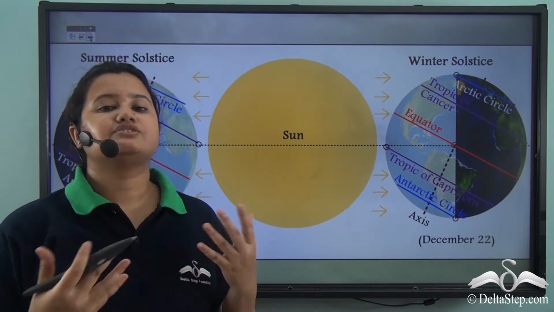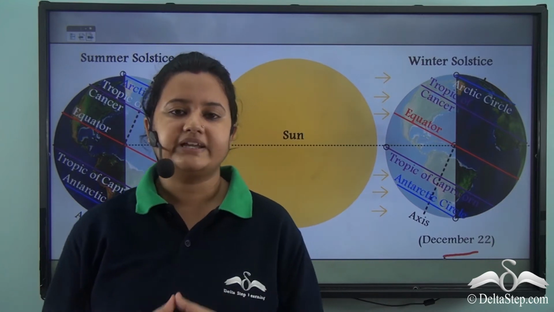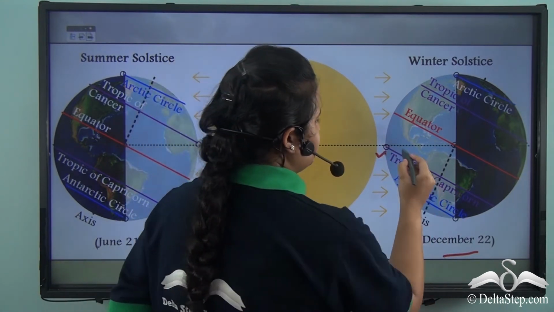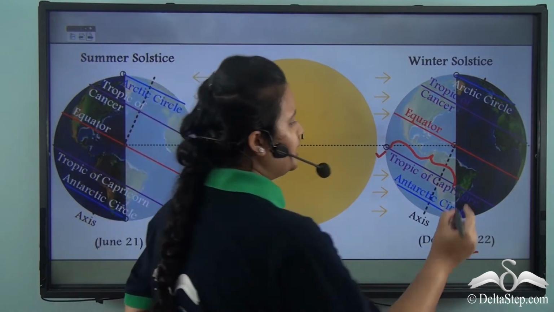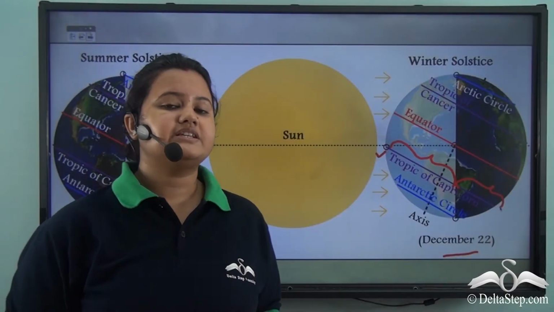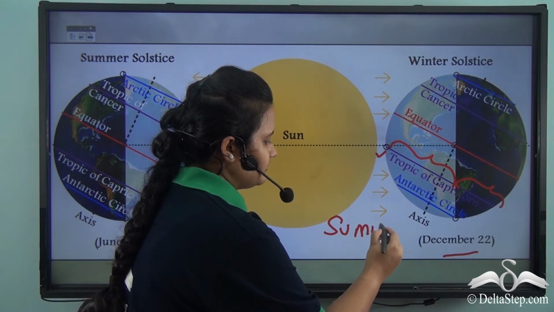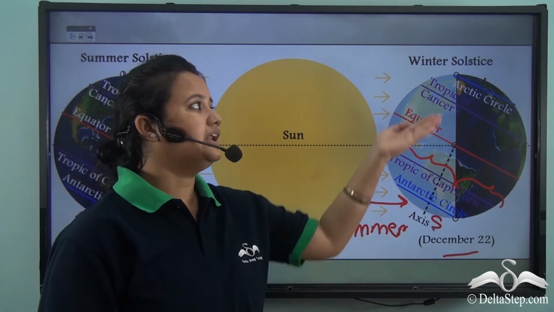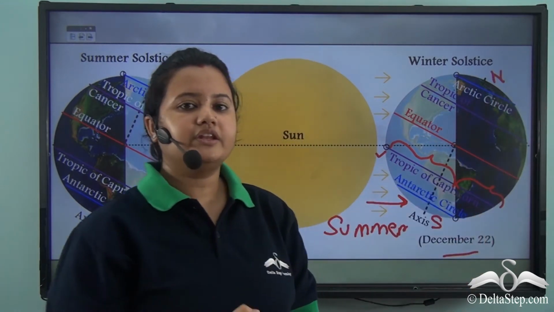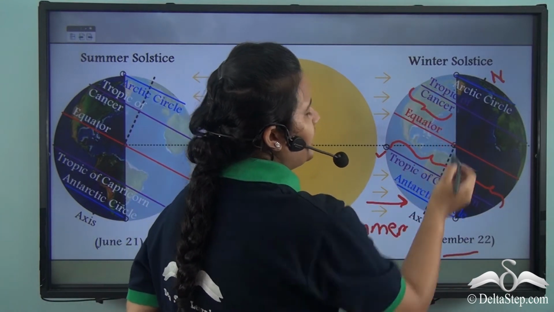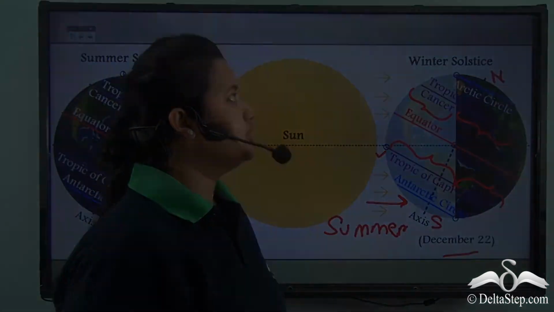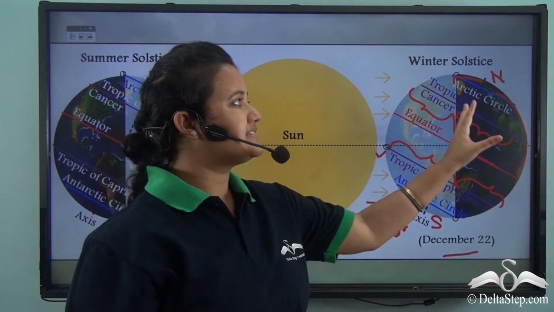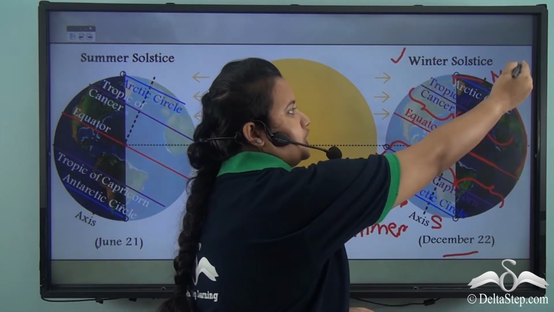Now the conditions get reversed on 22nd December. On 22nd December the sun is vertical over Tropic of Capricorn. As a result, the days are longer in southern hemisphere while the nights are shorter. Due to this, it is summer in southern hemisphere. Now let us see what happens in northern hemisphere. In northern hemisphere, as we can see, days are shorter while the nights are longer, and also a major part of northern hemisphere receives less sun rays. So it is winter in northern hemisphere.